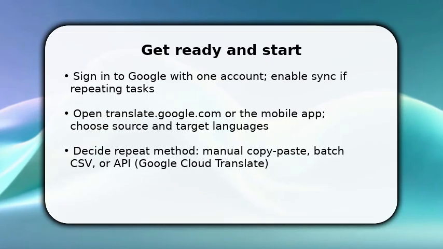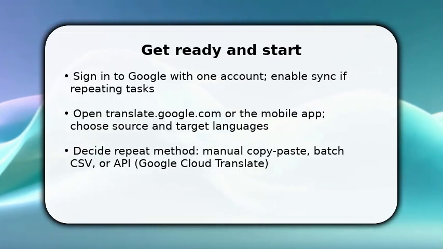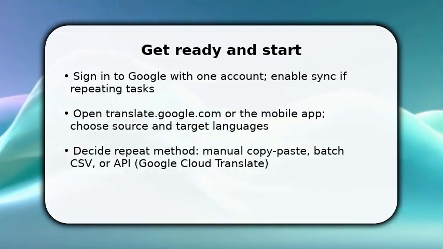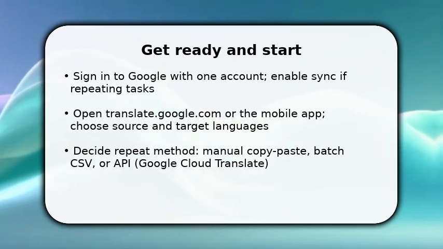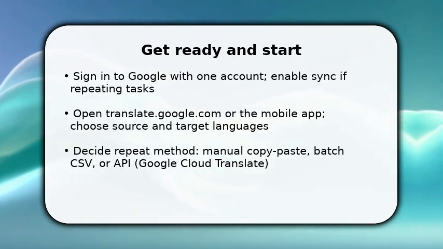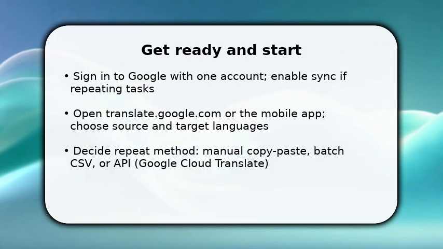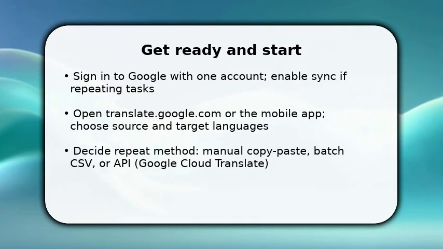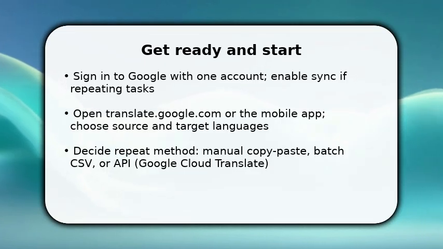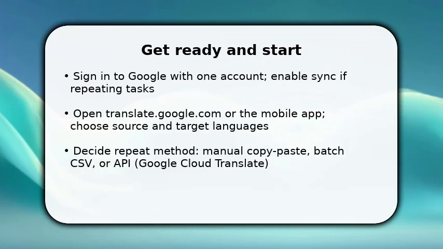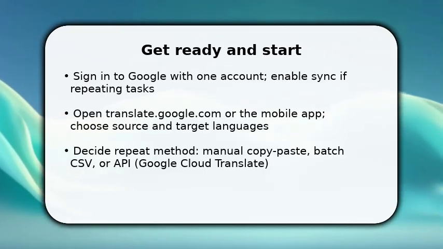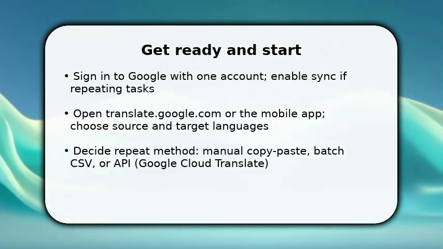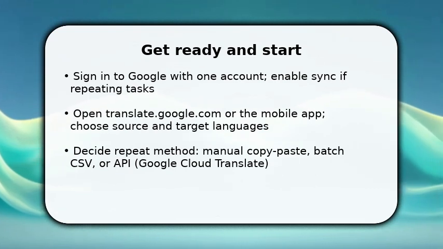You'll begin by preparing one Google account and choosing how you'll run 100 translations. This sets repeatability and rate limits. Open Google Translate in your browser or app and pick the source and target languages for the first run. If you plan to repeat often, decide now. Manual copy-paste for quick ad hoc work, batch import with CSV for large lists, or the Cloud Translate API for automation and logging. Once done, perform your first translation and verify output quality before scaling up.